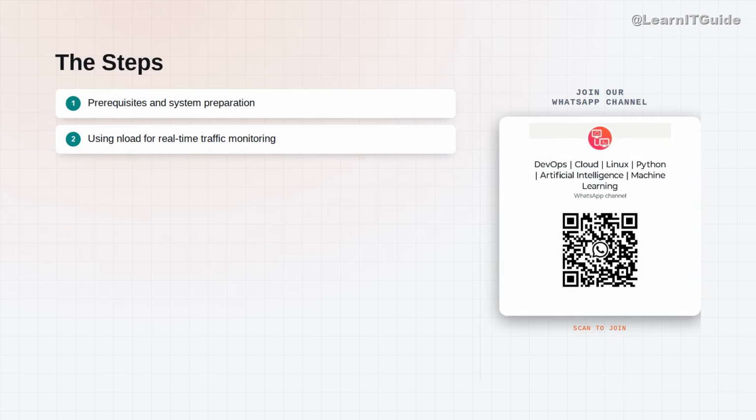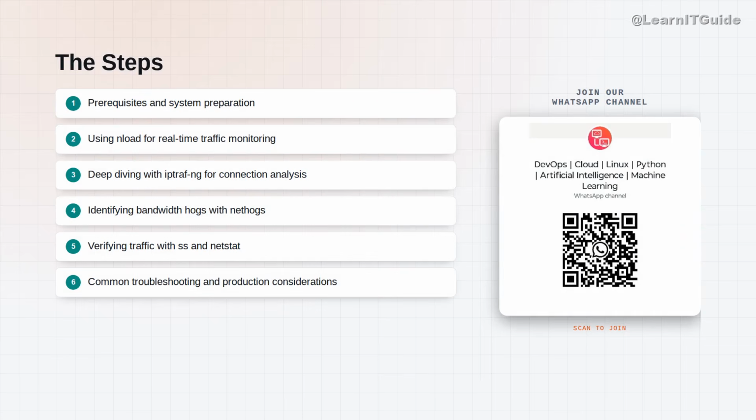These are the topics we are going to cover in this video. Specifically, we will start by ensuring your environment is ready. Then we will use nload to get a high-level view of throughput. After that, we will look at iptraf-ng to see individual connections, use nethogs to find the exact process consuming data, and finally wrap up with ss and netstat for socket analysis. Watch the full video without skipping any content to understand it better.